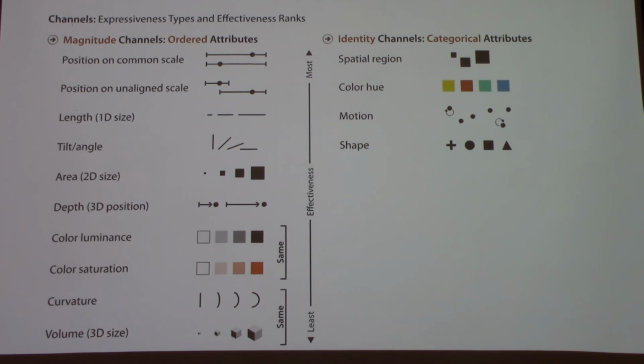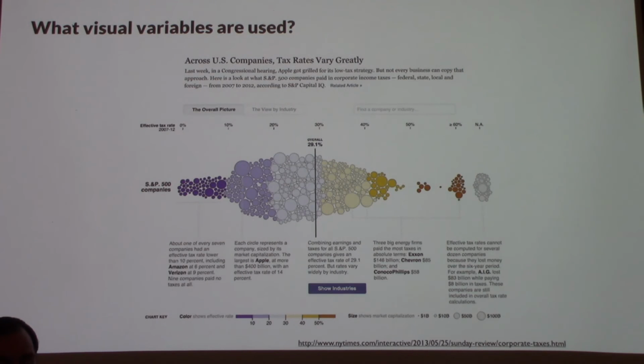People have done studies on how effective those various attributes are, and the exact position of each one is not clearly super well understood, but we clearly know for these ones here that this is the correct ordering. And then for the identity channels, we have spatial region, which is the strongest one. Then we have color hue, then we have motion and shapes. And these channels also have other properties.